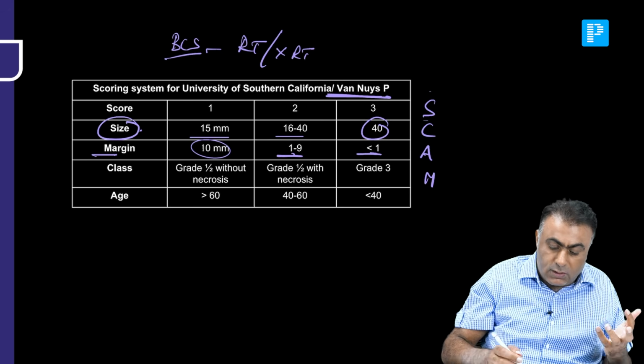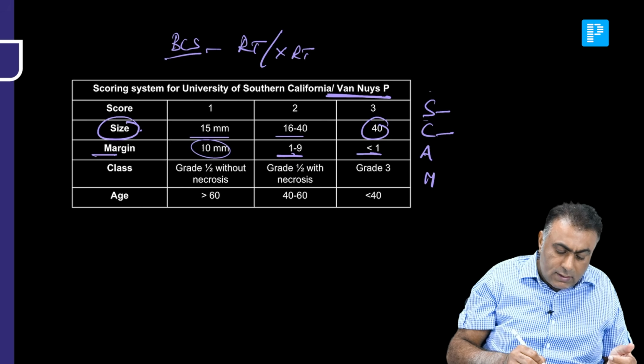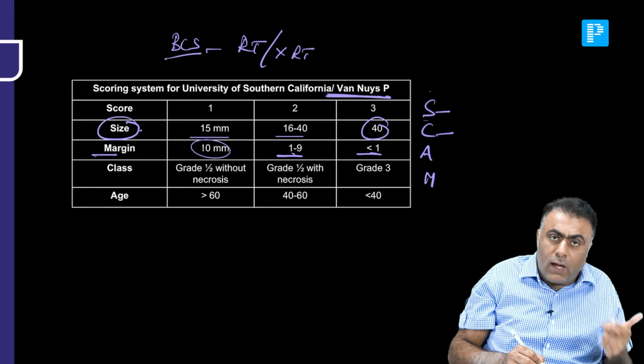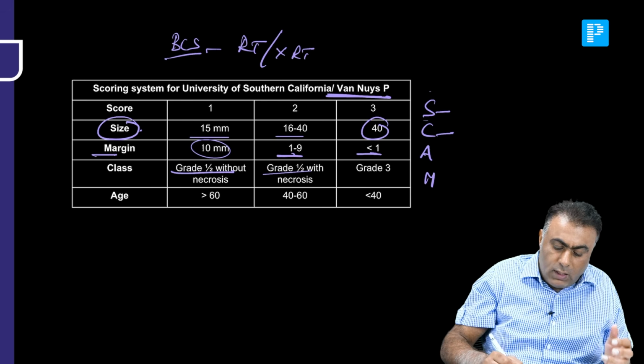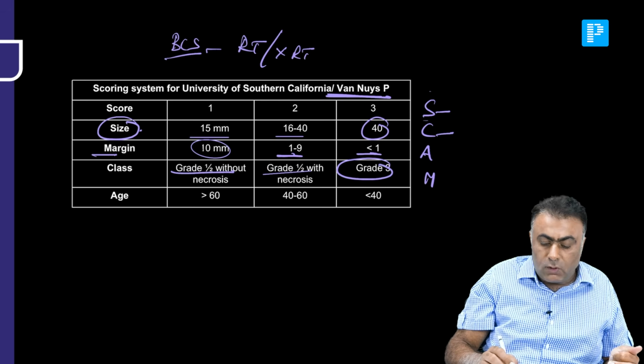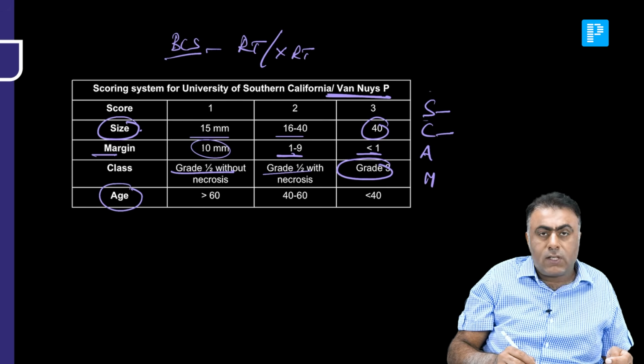Then comes the class. So, S is size, C is class. Class: if the tumor is grade 1 or 2 without necrosis, you give a score of 1. If it is grade 1 or 2 with necrosis, give a score of 2, and a grade 3 tumor is given a score of 3. And the last one is the age of the patient. More than 60 years, you give a score of 1.